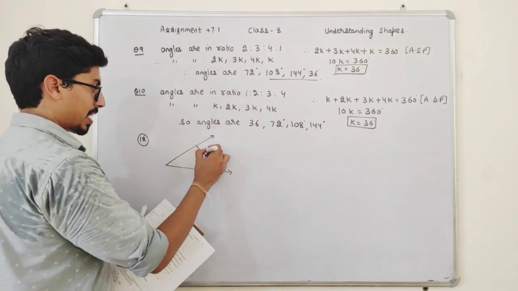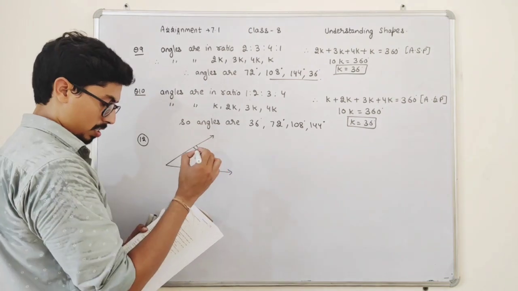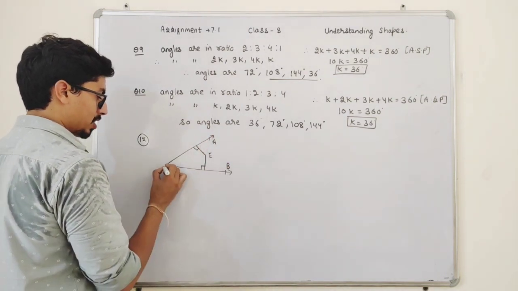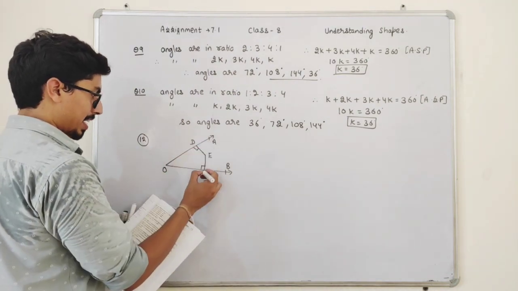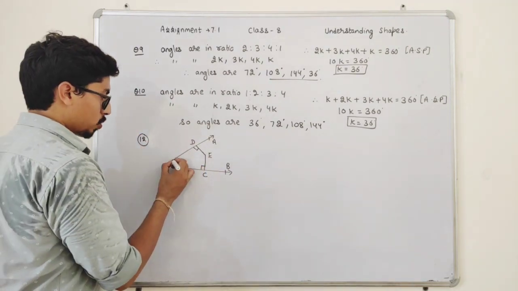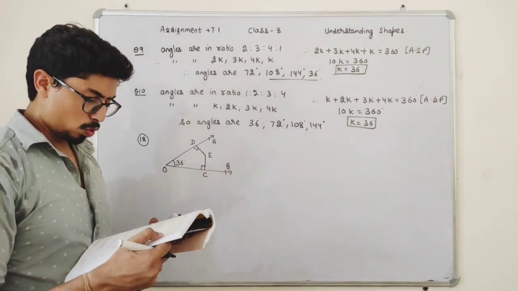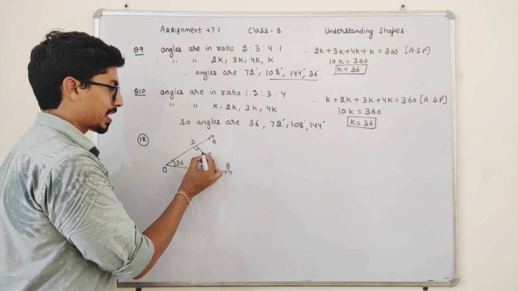Okay, this is angle E. This is perpendicular. This is perpendicular. This is A. This is B, and this is O. So students, this is D and this is C. This is 36 degrees, students. Now students, what do I have to do? What is the measure of angle CED? I have to find out this angle.